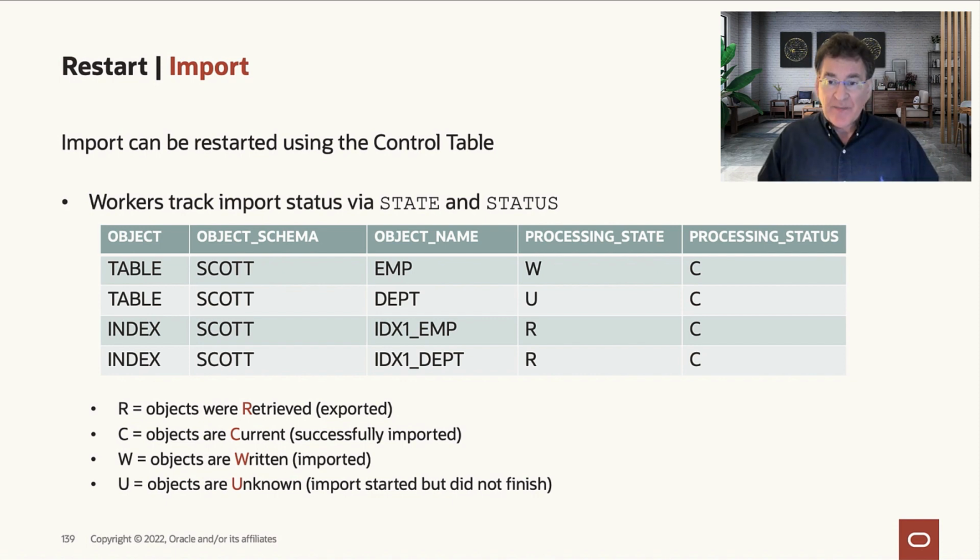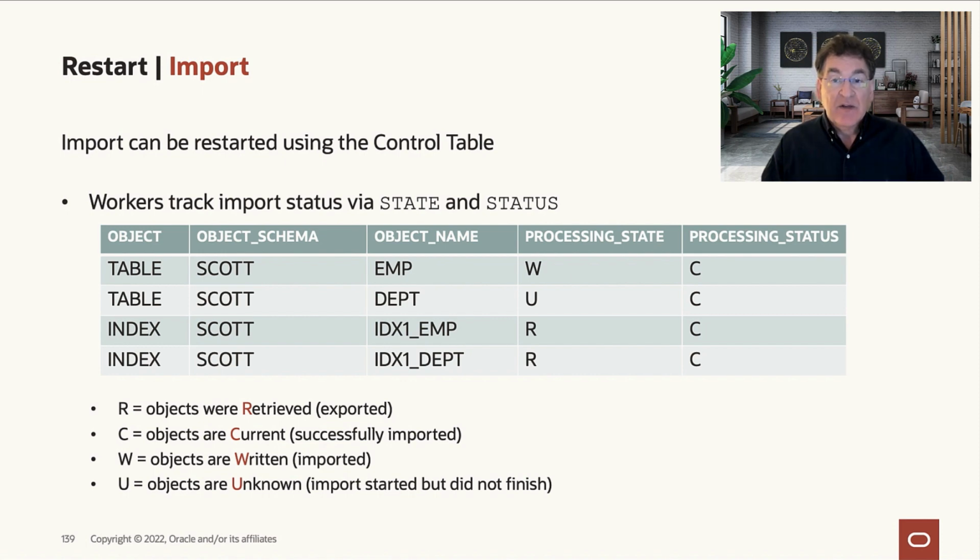If an import job is started and then stopped, for instance after the table scott.emp is imported and before the table scott.department is imported, the rows look like this in the control table on the slide. The value W in the state field indicates that the table scott.emp is written and imported, and the value C in the status field indicates that the objects are current or successfully imported. The value U, or unknown, in the status field for the table scott.department indicates that the import started but did not finish. When Data Pump import restarts, it looks for a row with the value U in the status field and continues with that object.